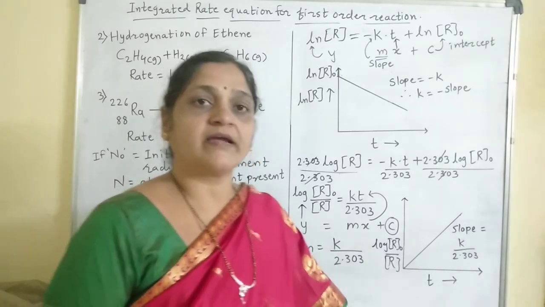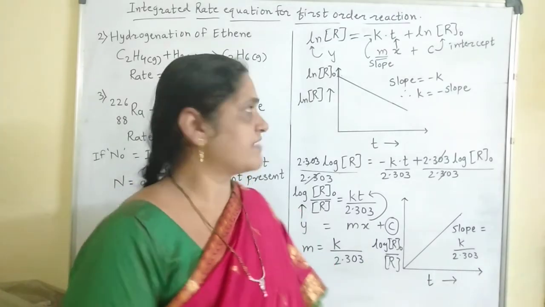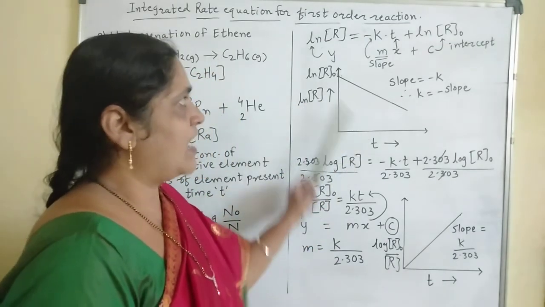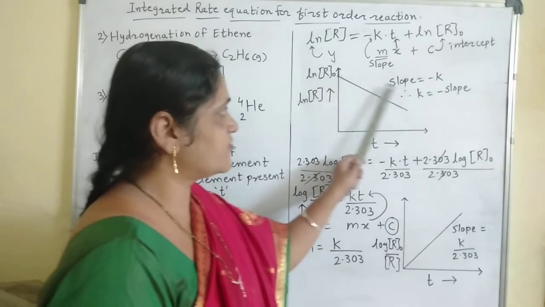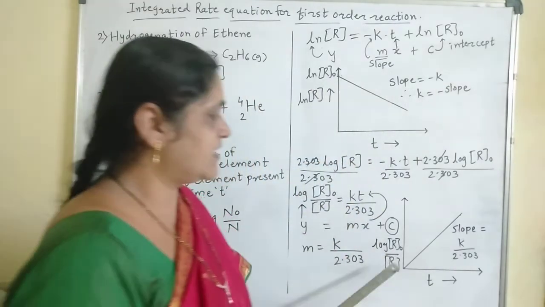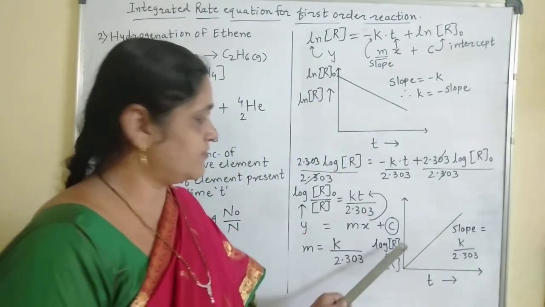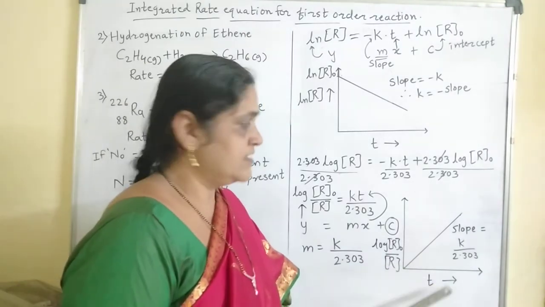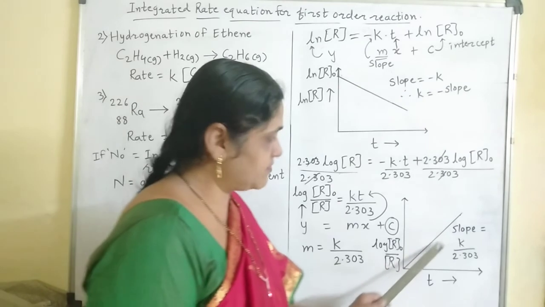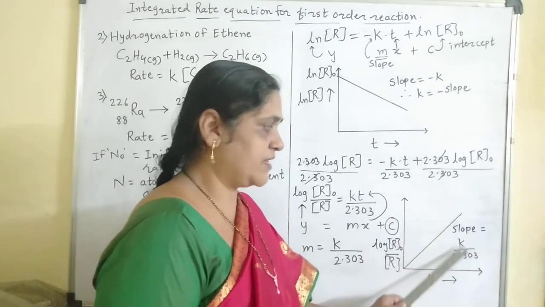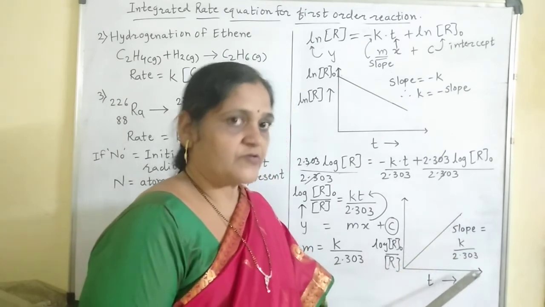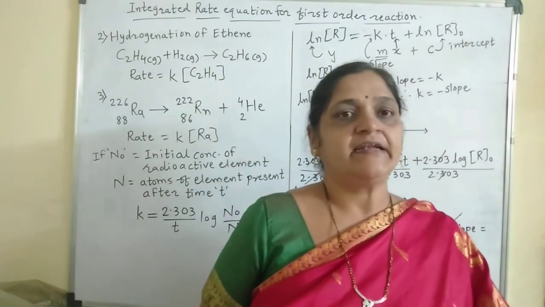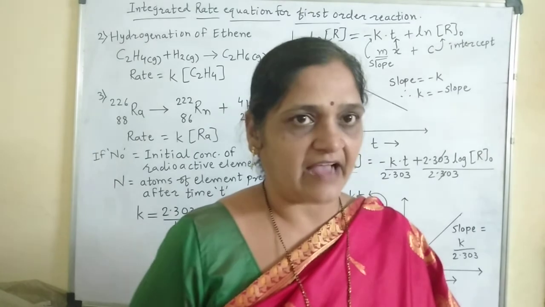In this way you get two graphs for a first order reaction. First is ln of concentration of R versus t, having intercept equal to ln of R0 and slope equal to minus k. Another graph has on the y-axis log of concentration of R0 upon concentration of R, and on the x-axis t. The graph is a straight line passing through the origin having slope k upon 2.303. I hope, students, this video will be helpful for you to understand the integrated rate equation for first order reaction.